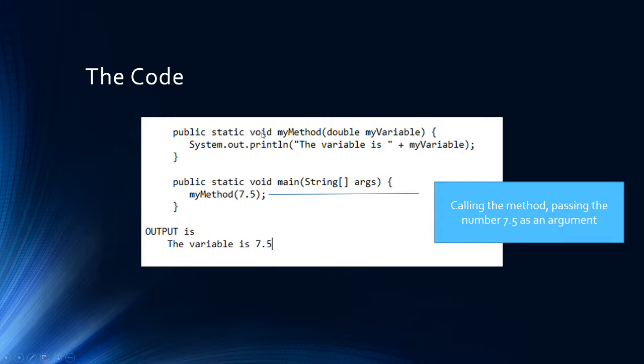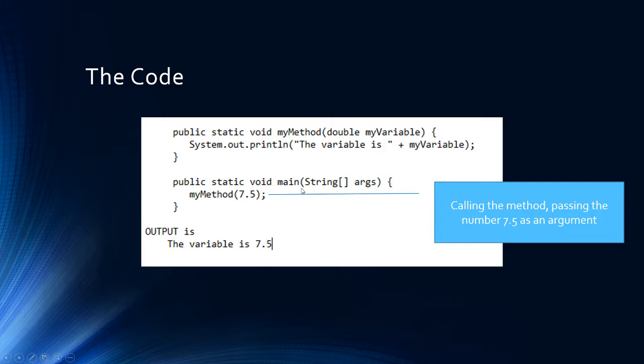Our method does not return any data. It has no output. It says void. Now in our method, all we do is print out this message. The variable is, and then my variable, which is the data that was passed to us as input.